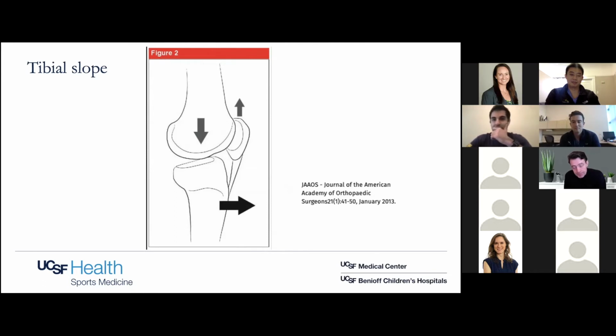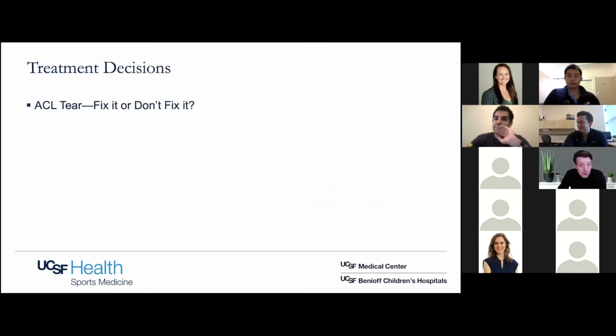Probably not. I don't think any of us do that in the primary scenario. I've not seen a slope high enough that made me really consider that. However, when you look at the revisions, that's when you start to think, okay, why did this ACL fail? If everything else is normal, why did this fail? And if the slope is really significant, I think you might want to have a second thought about that. So always remember the slope is an important component to all of this. Okay, so treatment decisions, fix it or don't fix it.